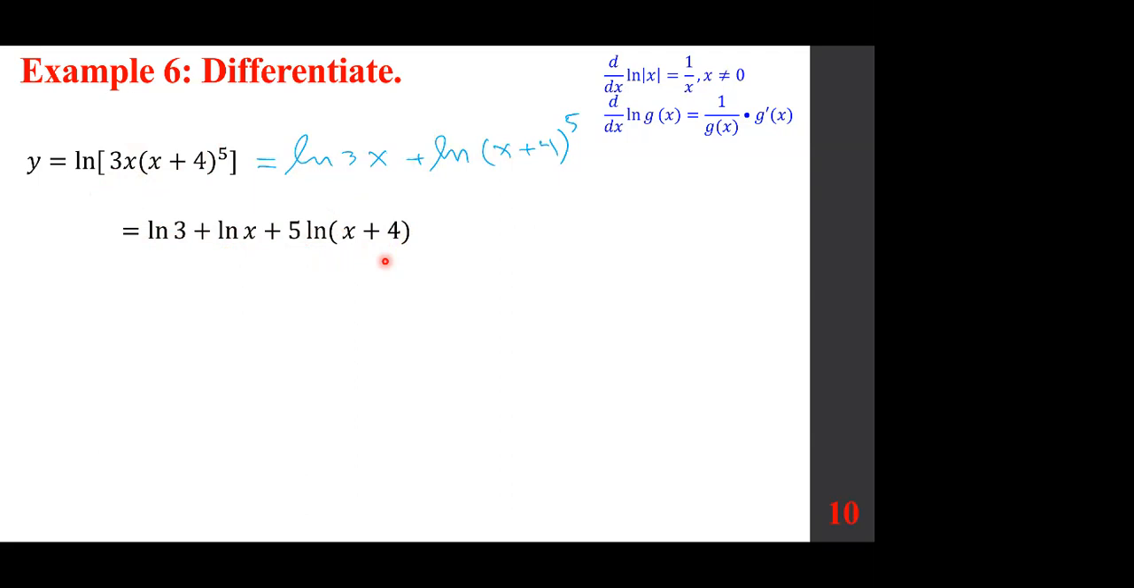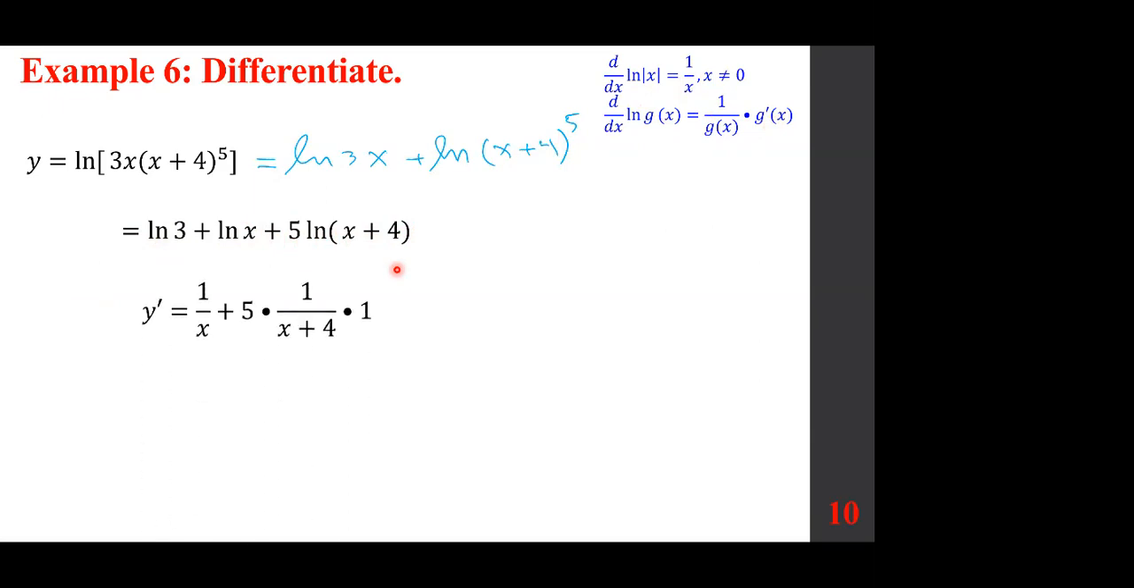Now it's easy to do the math. We are going to differentiate piece by piece. This is a number, everybody. ln 3, ln 2, e, pi, makes no difference. This gives you 0. So that's gone. ln x gives 1 over x, plus 5 times. Now, how do we differentiate this? Flip it over. 1 over g of x, 1 over x plus 4. By the chain rule, times g prime. The derivative of the parentheses is only 1.